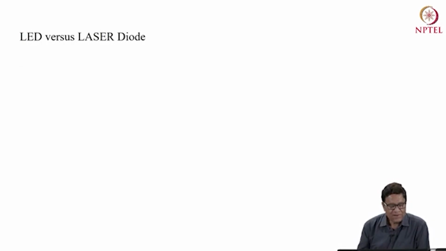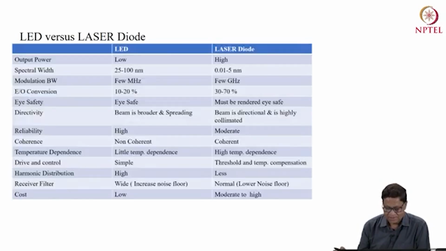So finally, if I compare the difference between LED and laser diode, it is listed here. If you see, the output power in an LED is typically of the order of microwatts, whereas a laser diode can give you high power.